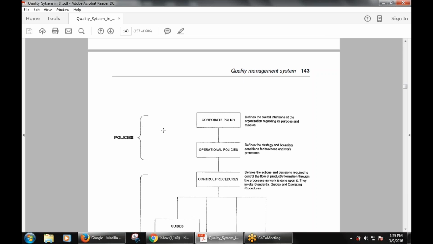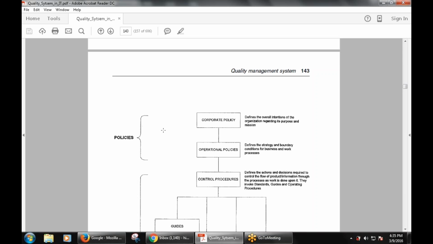It defines the overall intention of the organization, that is, what the main intention of the organization is to deliver, and the categories relating to the purpose and the mission. Then operational policies define the strategy and the boundary conditions for the business and the work processes. Then the control procedures define the actions and decisions that are required to control the flow, that is how the data or the flow will be maintained for the various policies.